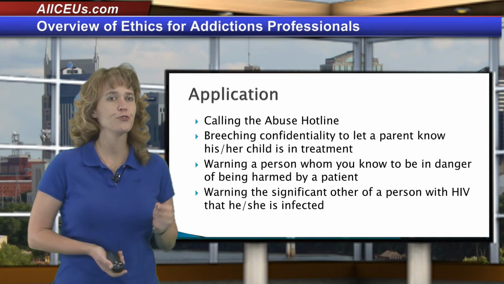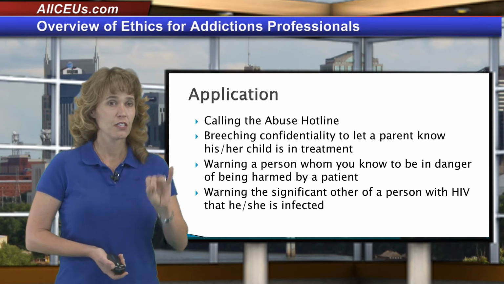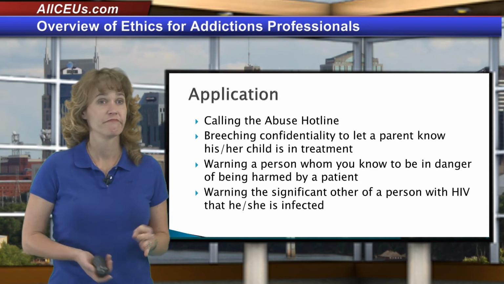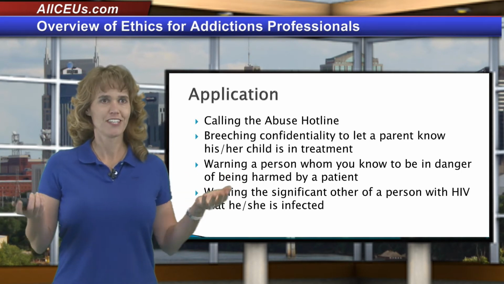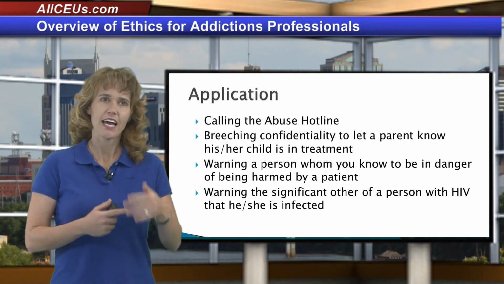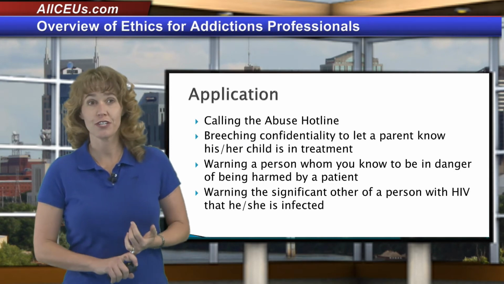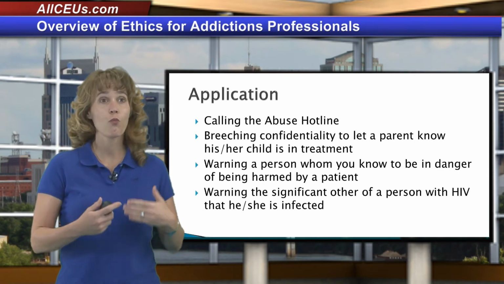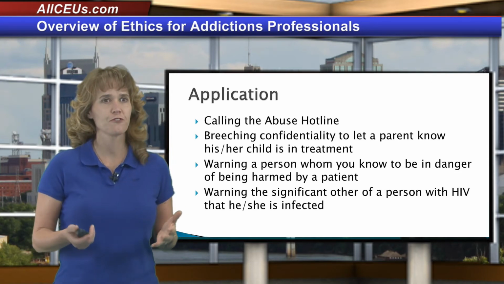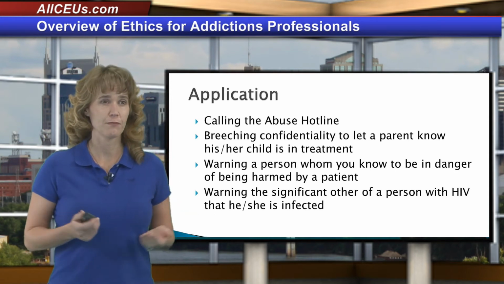Warning a person whom you know to be in danger, so you have an identifiable victim in imminent danger of being harmed by a patient. That's Tarasoff 101. You have to inform the patient or the person. And if you can't inform the person, you try to call them, or you don't know their phone number, but you know their name and address, or some way that you can get law enforcement to intervene to protect the identified victim, you have that obligation.